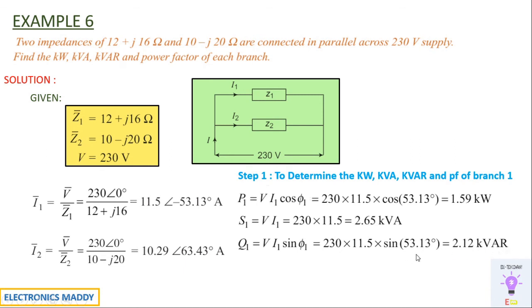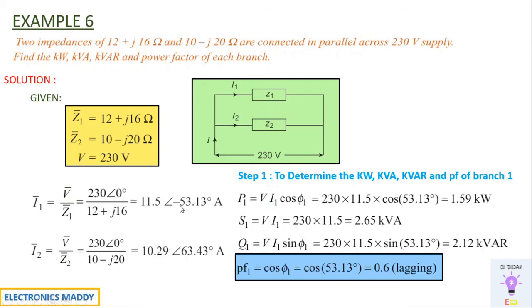So what is the power factor of each branch? From this problem, I1 bar is associated with an angle of minus 53.13 with respect to the voltage. So cos of that angle will give you 0.6. Why is it lagging? Because the angle is negative with respect to the voltage. It is lagging with respect to the voltage. That's the reason why we mention lagging power factor. Whereas in branch 2, it will be leading power factor because the current is leading with respect to voltage, that is 63.43 degrees.